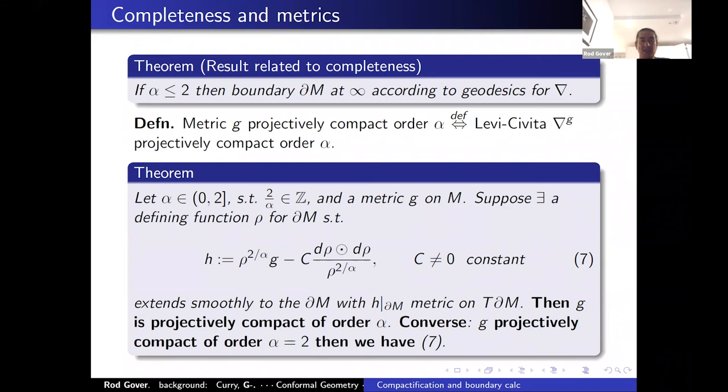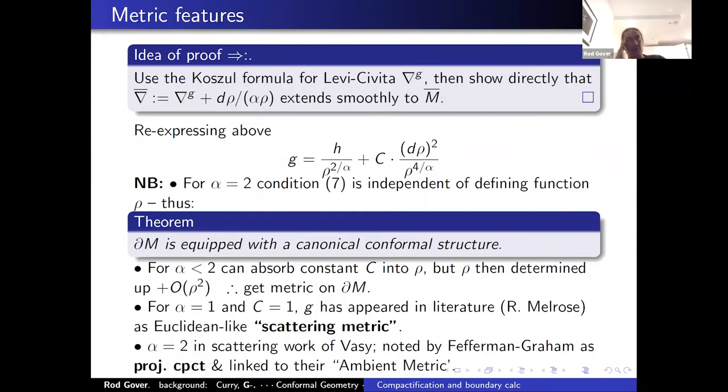So this gives a nice way of identifying projectively compact metrics. And we have a converse, namely that if a metric g is projectively compact of order alpha equals 2, then we get the converse. So this becomes if and only if when alpha equals 2. Otherwise, we don't know that. But alpha equals 2 and alpha equals 1 turn out to be the really main things to think about, but I won't completely explain that.